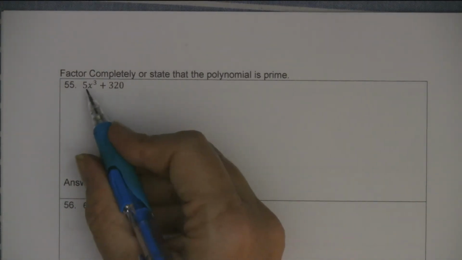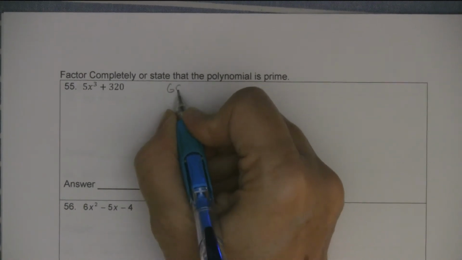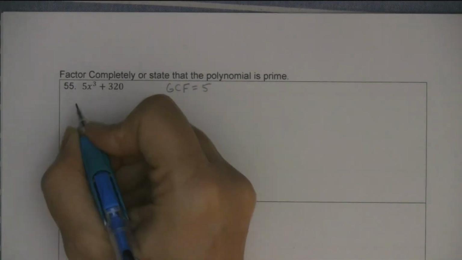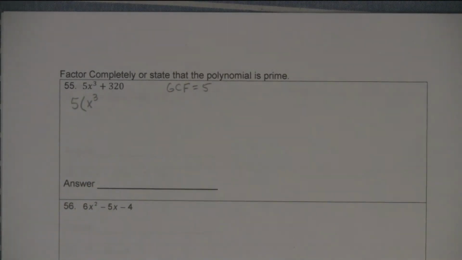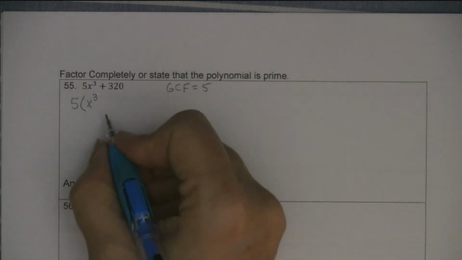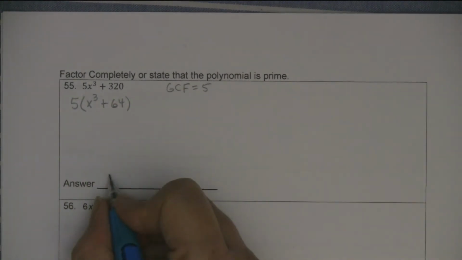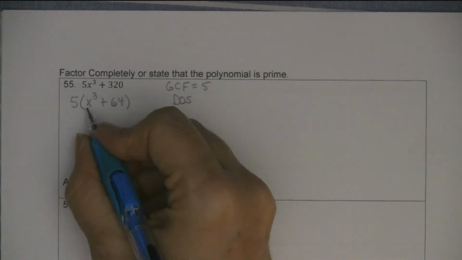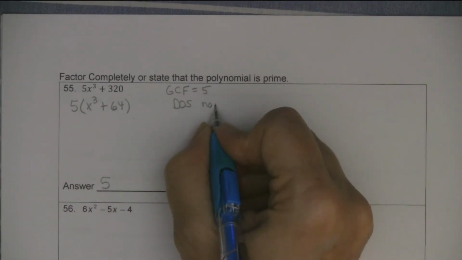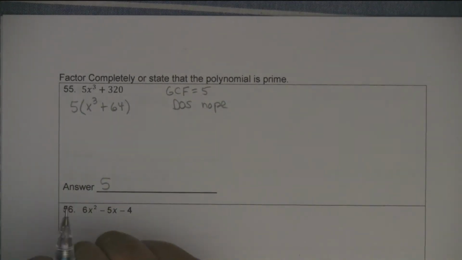So this is a binomial, and I see that it has a greatest common factor of 5. So I'm going to factor out the 5. So this is x cubed, and I don't know what 320 divided by 5 is. It's 64, so plus 64. So the 5 is done, and I put it on the don't forget me line. And this was a binomial, but that's not a difference of squares, because in order to be a difference of squares, this has to be x to the second. But it's not, it's x to the third.